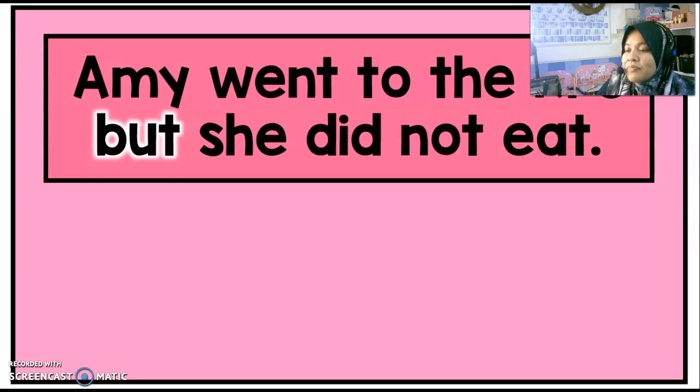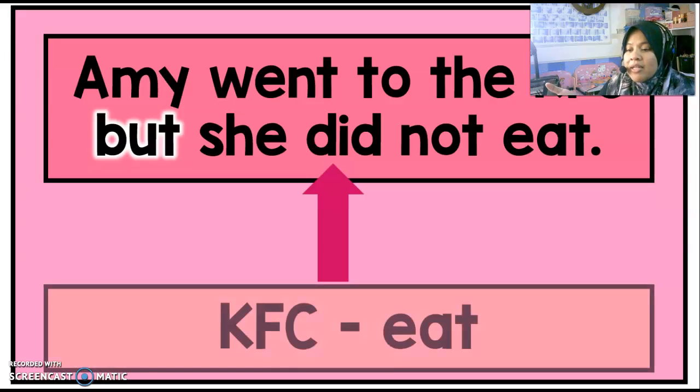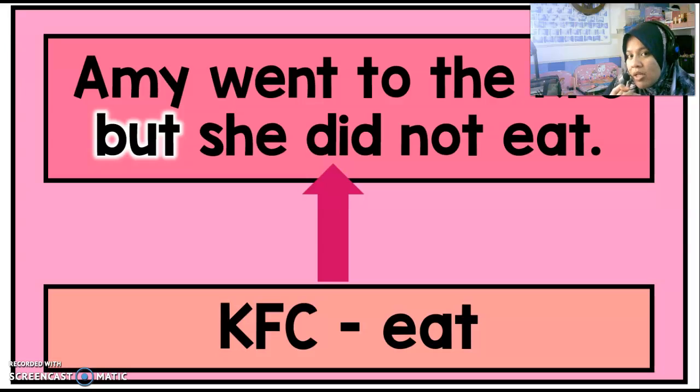Okay, so for example, Amy went to the KFC but she did not eat. Okay, why do we use but? Because KFC and did not eat, tu contrasting idea. Sebab apa? Biasanya when we go to KFC we eat, right? Bila kita pergi dekat KFC, kita akan makan. Okay, so kita dah set the idea in our mind that if we go to the KFC we will eat. But in this case, Amy went to the KFC but she did not eat. So maksudnya orang tu dia pergi KFC tapi dia tak makan.